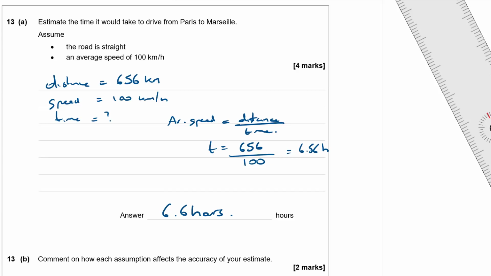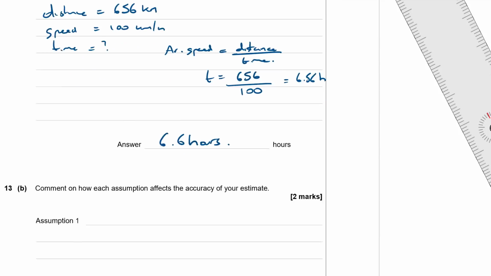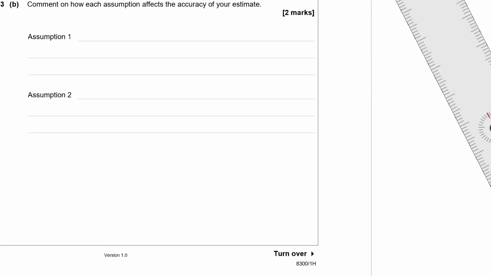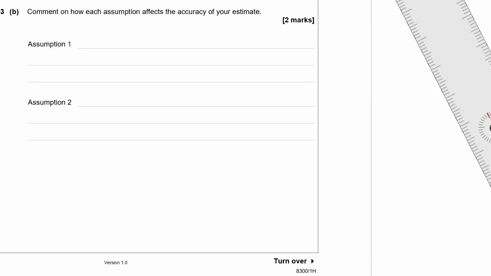Okay, so the final part of the question asks us to comment on how each assumption affects the accuracy of our estimate. So we've got two assumptions. We've got the assumption that the road is straight, and we've got the assumption that the average speed is 100 kilometers per hour. So let's take each one of those in turn. So what's our assumption about the road being straight about? Well, clearly the road isn't going to be straight. It's going to have some turns in it.